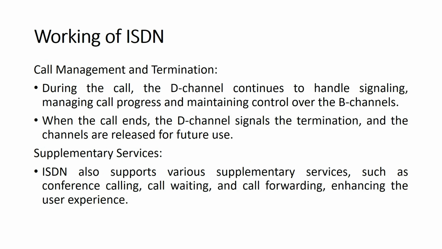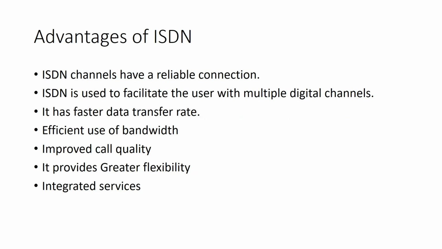Call management and termination. During the call, the D channel continues to handle the signaling, managing call progress, and maintaining control over the B channels. When the call ends, the D channel signals to terminate the call and the channel is released for any other request. This is the call termination process. ISDN also supports call forwarding, call waiting, and other kinds of services.